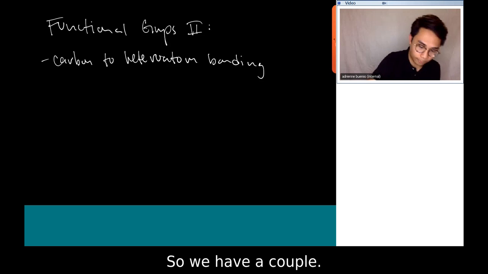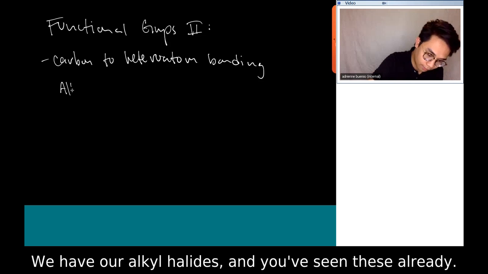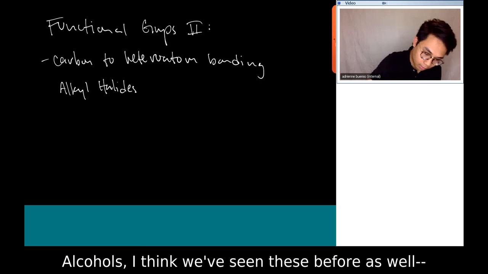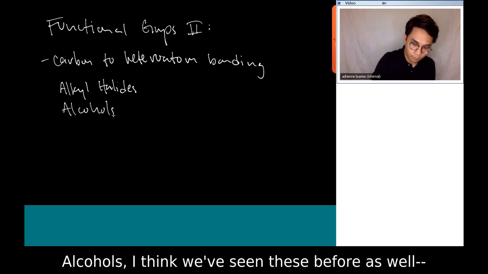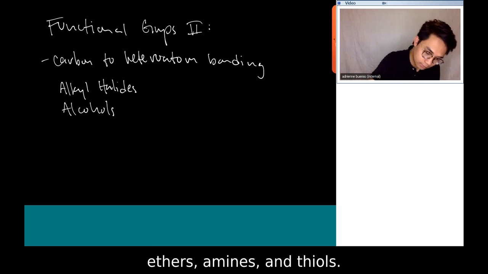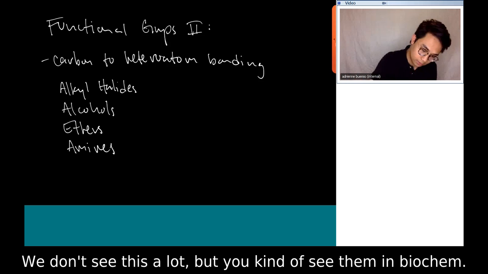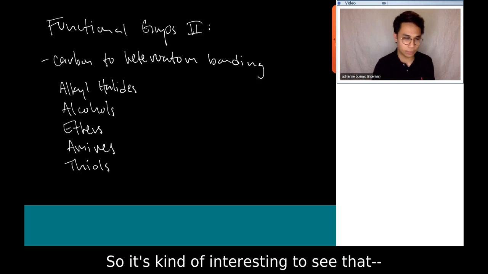So we have a couple. We have alkyl halides, and you've seen these already. Alcohols, I think we've seen these before as well. Ethers, amines, and diols. We don't see this a lot, but you kind of see them in biochem, so kind of introducing that. And sulfide.